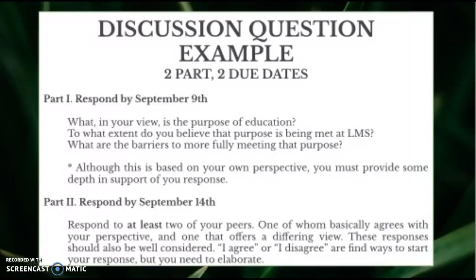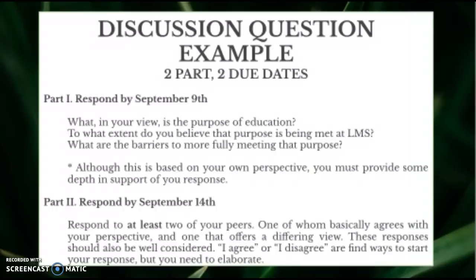Now, what we see here is a 3-part question. You're first asked to explain your opinion. What's your view on the purpose of education? Then you're asked to analyze whether or not that standard or that purpose is being met at Lionville Middle School. And then the third part, you're asked to evaluate whether or not there are barriers, and if so, be descriptive of what those barriers are. And while this is an opinion-based discussion board post, you must provide some depth to your response, meaning explain your answer, tell me why.